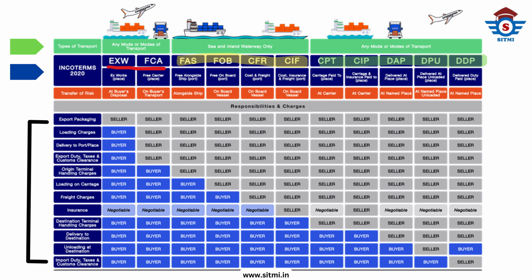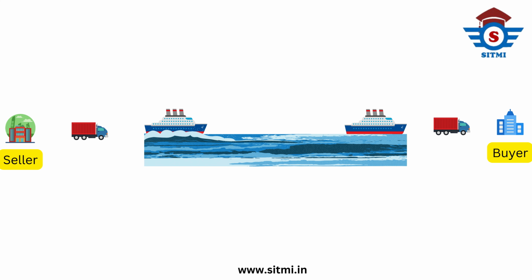On the left side in the blue column, you can see the step-by-step process that is involved in export order management, starting from the export material packaging, loading on the vehicle, till it arrives in the import country for customs clearance. So here, shipping goods from one country to another includes several processes.